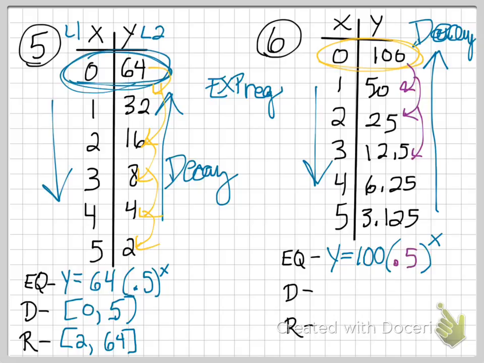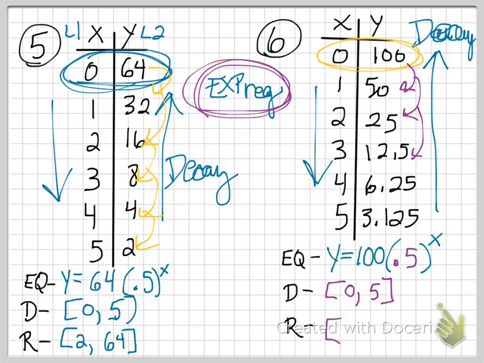Let's check it. Go to the calculator and in Stat, Edit, enter your y values into the calculator and then run the exponential reg. And let's see if we get what we thought we would. And the answer is yes, we did. Now let's do our domain. We go from 0 to 5, and our range, remember, a small number, so that's 3.125, to the largest number, 100.